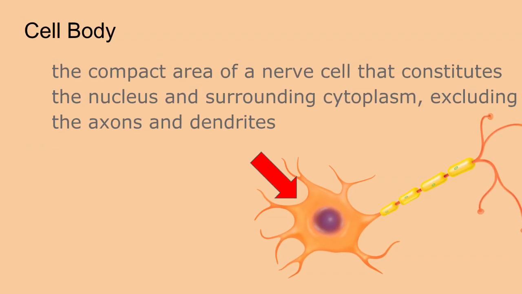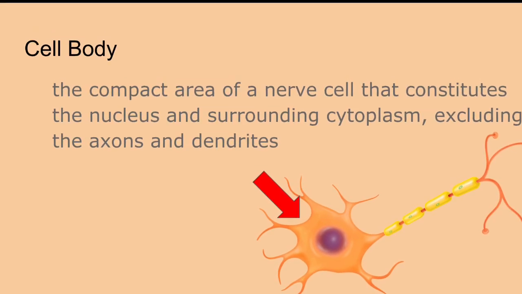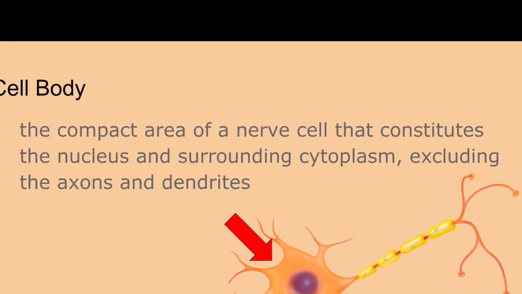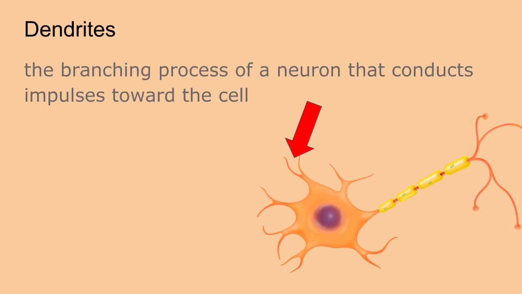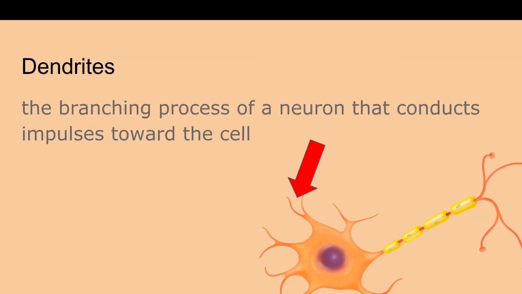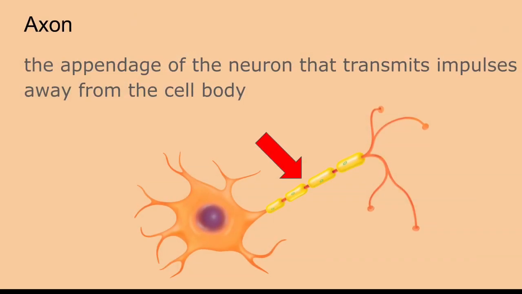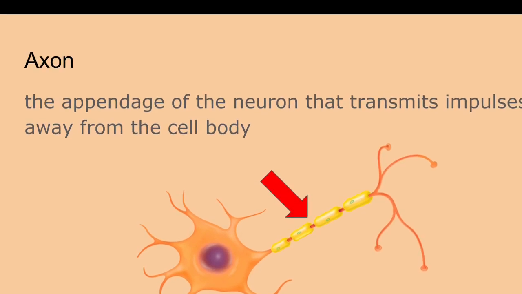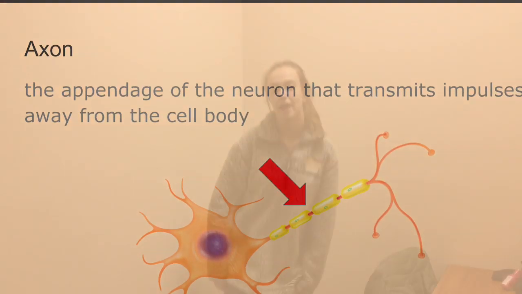The compact area of a nerve cell that constitutes the nucleus and the surrounding cytoplasm, excluding the axon and dendrites. Cell body. The branching process of a neuron that conducts impulses towards the cell. Dendrites. The appendage of the neuron that transmits impulses away from the cell body. Axon.